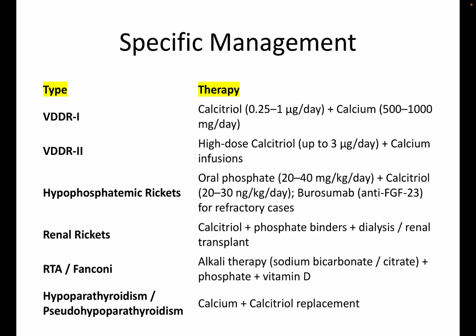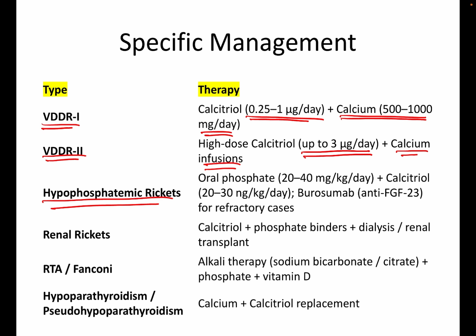So, specific management for vitamin D dependent rickets type 1: calcitriol 0.25 to 1 microgram per day, calcium 500 to 1000 milligram per day. In vitamin D dependent rickets type 2, the requirement will be a very high dose of calcitriol, up to 3 microgram per day, because the problem is at the level of receptors, and calcium infusions.